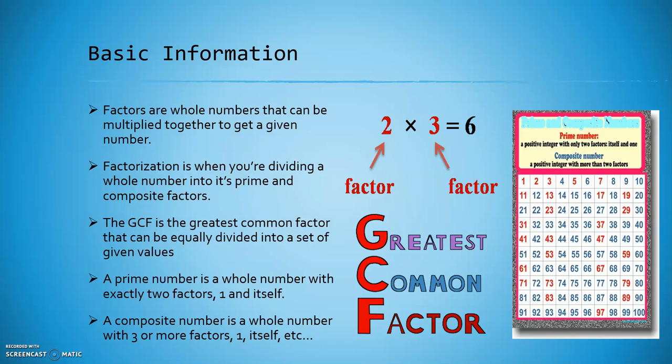Alright, great. Okay, first, Billy, did you know that factors are whole numbers that can be multiplied together to get a given number? And also, factorization is when you're dividing a whole number into its prime and composite factors. Wow, I never knew that. Keep going. Okay, Billy. Did you know that the GCF is the greatest common factor that can be equally divided into a set of given values? Okay, wait, just give me a little time to jot that down. Okay, go. A prime number is a whole number with exactly two factors, one and itself. And last but not least, a composite number is a whole number with three or more factors, one, itself, etc.